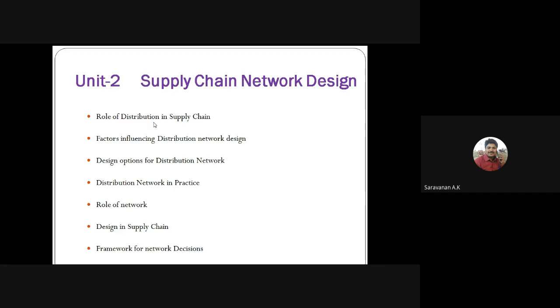Then the design options for the network distribution channel: we have six design configurations that we discussed in the last class. Then the comparative performance we also discussed in the last class. So in this class, we are going to see the online sales and the distribution network in practice.